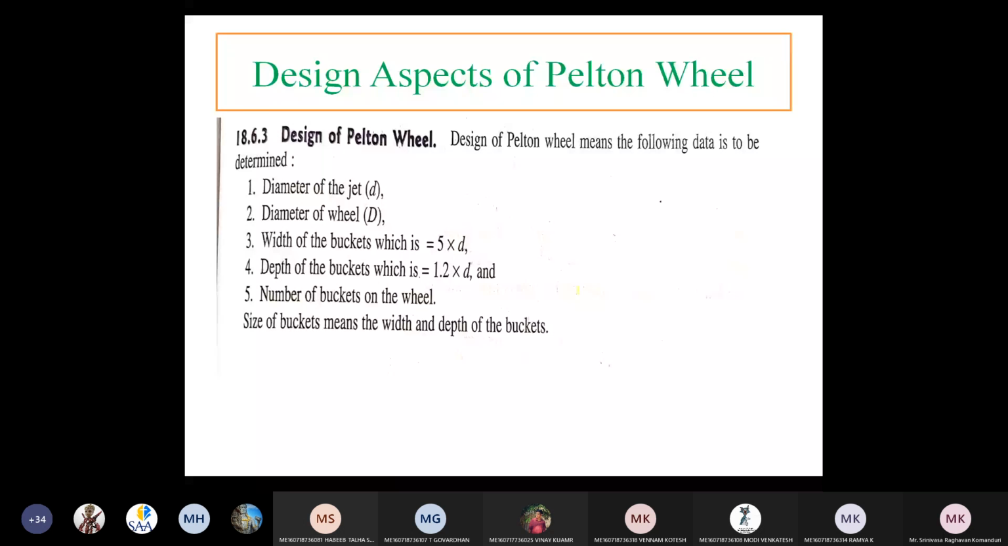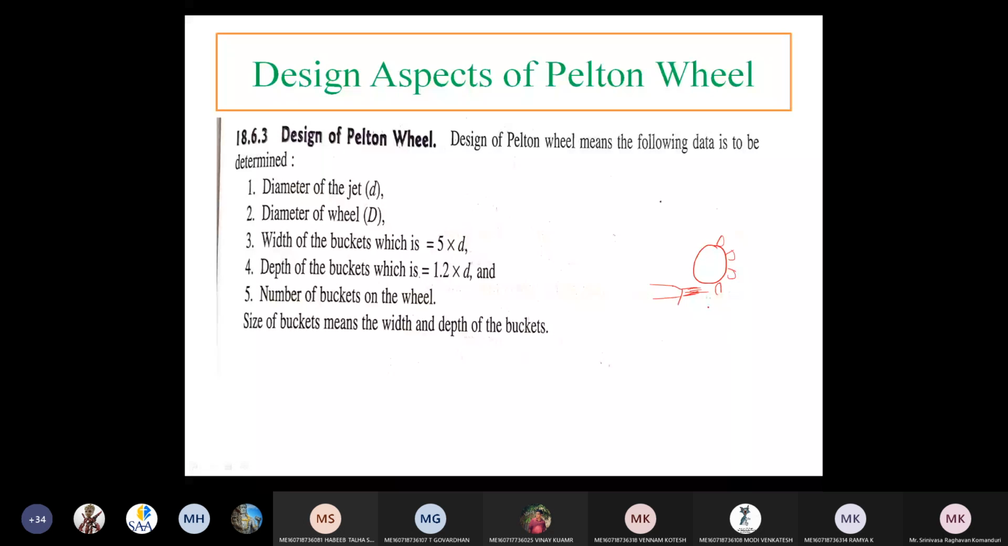If you want to design a Pelton wheel, yesterday we saw the Pelton wheel diagram. In the diagram, we have a wheel like this. Over the wheel, we have n number of vanes. A jet of water is coming from the nozzle. This is the structure of the Pelton wheel. From this structure, if you want to design a Pelton wheel, first you have to know the diameter of the wheel. That is the first point, diameter of the wheel.